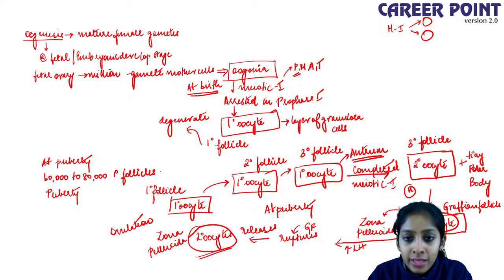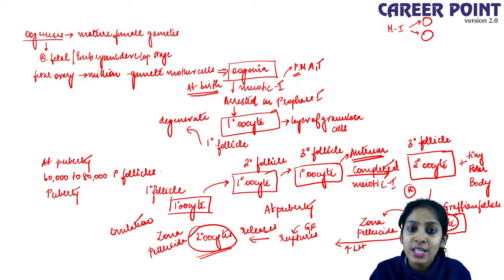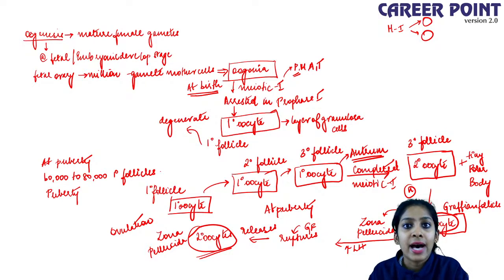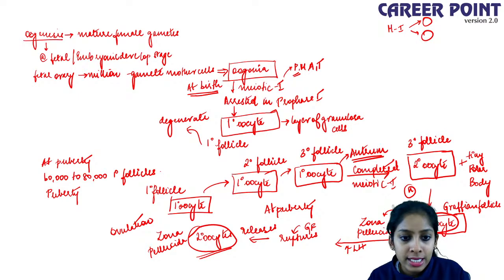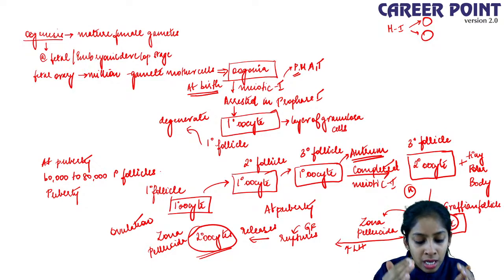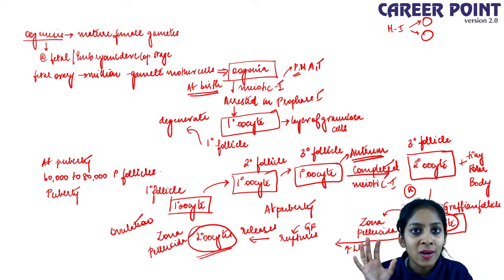From birth till puberty, a lot of primary oocytes or primary follicles degenerate. So at the time of puberty, you have only 60,000 to 80,000 left, from millions. When the girl child enters the puberty stage, the primary oocyte is surrounded by the primary follicle. Now this primary follicle is covered by the secondary follicle, then by the tertiary follicle. The tertiary follicle has a fluid-filled layer called the antrum.